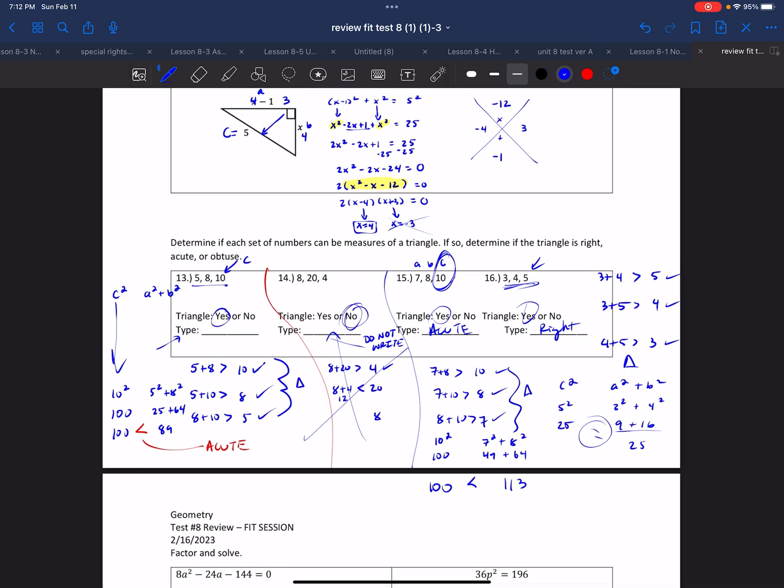Wow, look at all that. That's a lot of scribble scrabble right there. That's awesome.